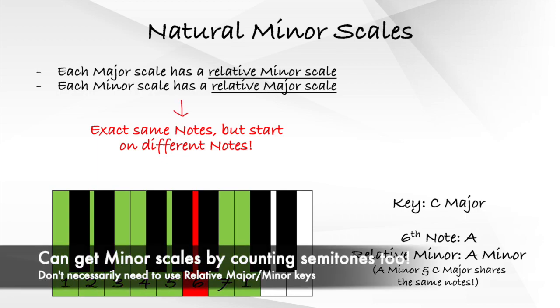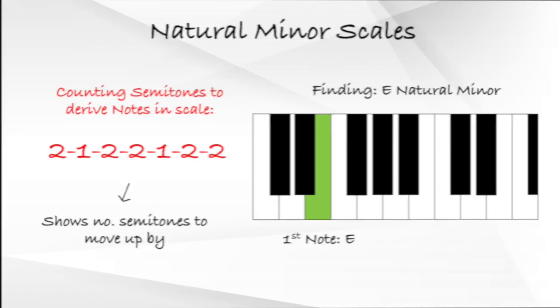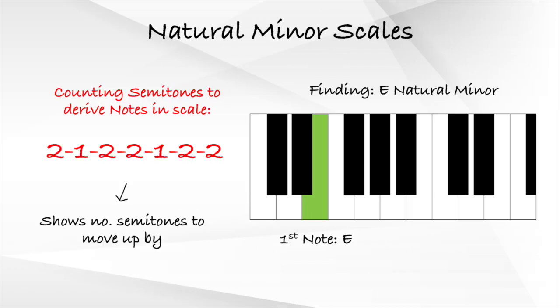Of course, some of us don't wish to deal with this relative major and relative minor thing, as stuff can get confusing sometimes. As such, we can also use the same method we used to derive the major scales in order to find the notes inside the minor scales. Here are the semitone numbers for the natural minor scale. Let's say we want to find the notes for the E natural minor scale.